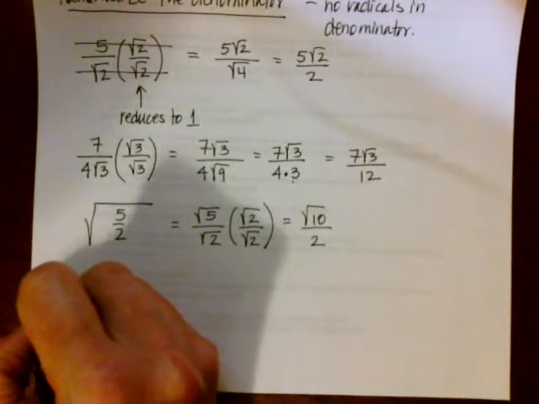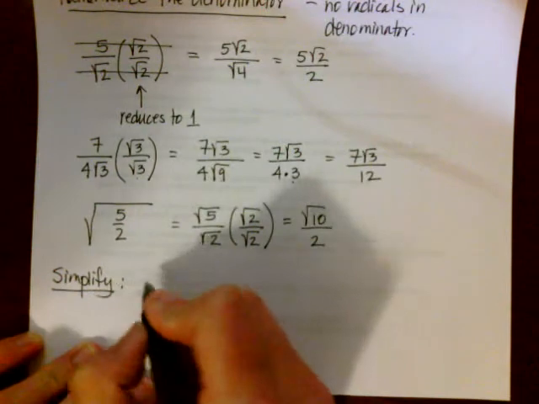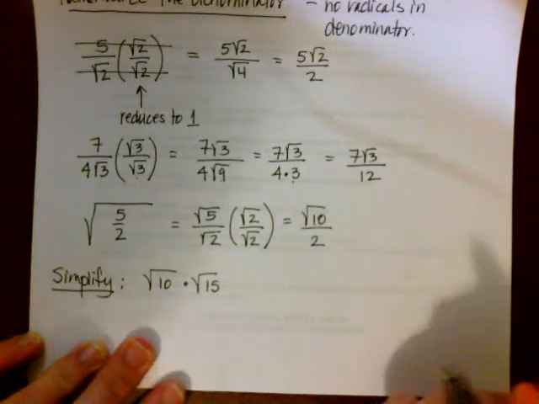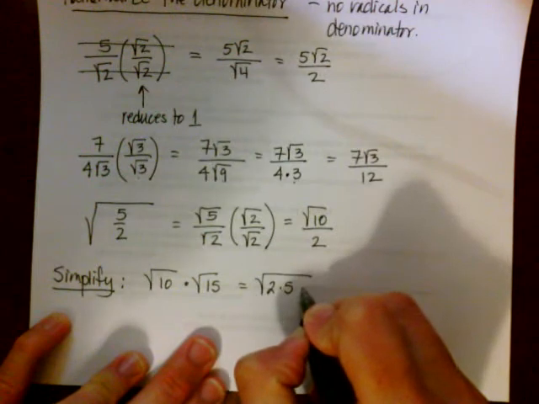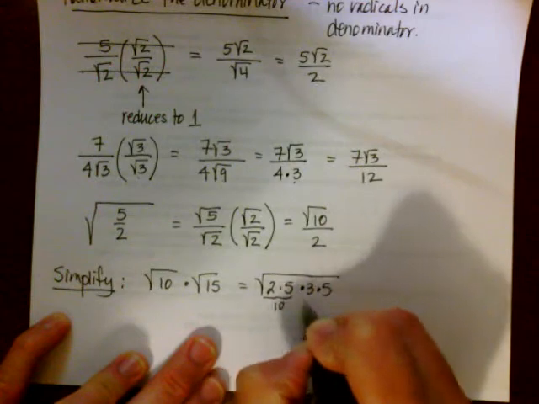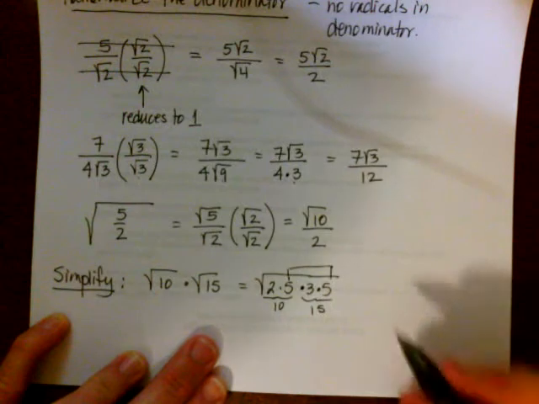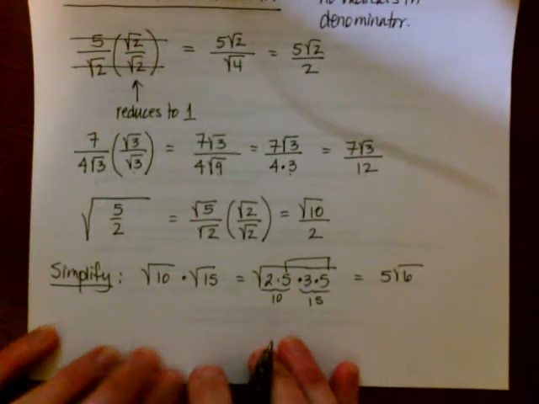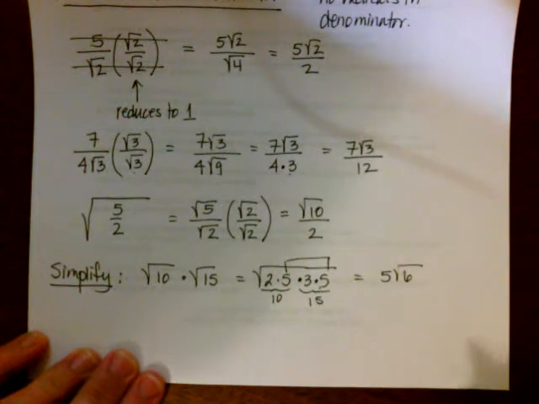All right, so now let's do another type of problem with radicals. Let's simplify. What if I had radical 10 times radical 15? I could do this as 2 times 5 and then times 3 times 5, because this is the 10 and this is the 15. Now the two 5s can come out, and so I'm going to get 5 radical 6, and then that one would be reduced. Things can only go outside from the radical as long as they come outside in pairs.